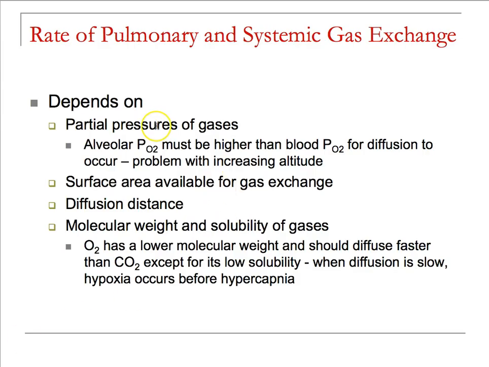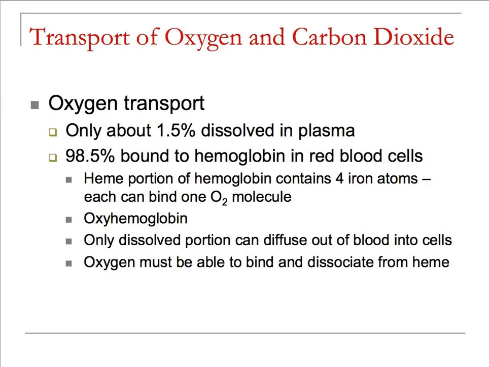It's all going to depend on the partial pressure of gases and what you can actually do to change those. And of course, what you can do is you can change the surface area, you can change the diffusion distance, and the molecular weights of the solubility of those gases, right? So oxygen has a lower molecular weight and should diffuse faster than carbon dioxide when diffusion is slow, okay? And the body actually takes advantage of that, and we'll see how in a minute.